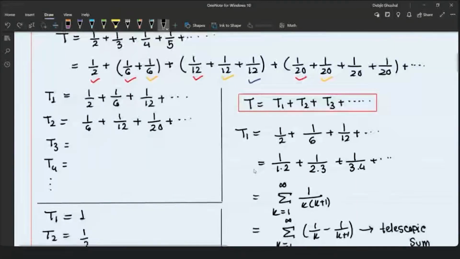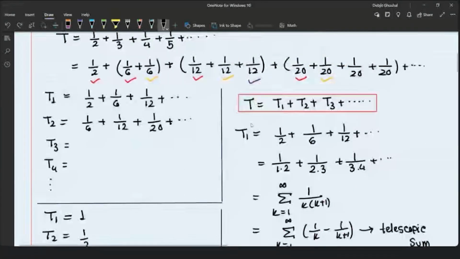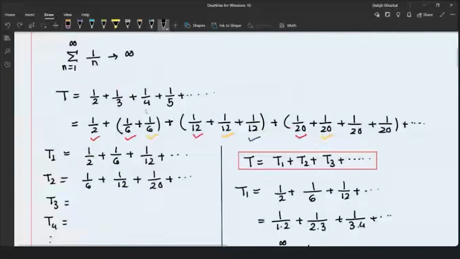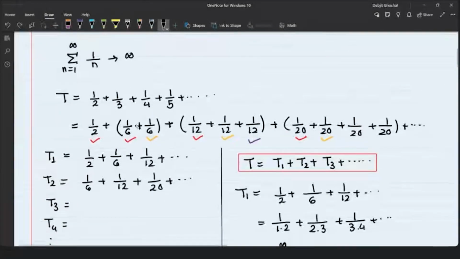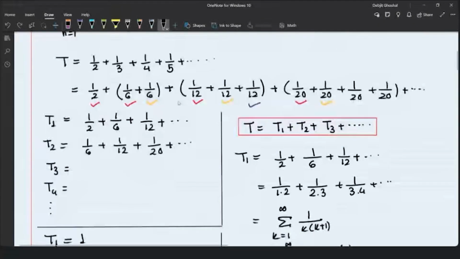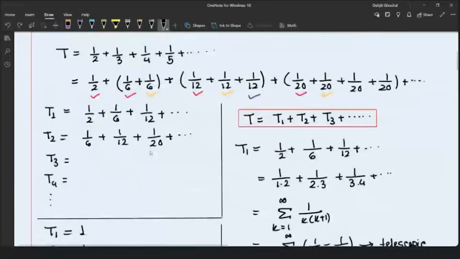Now I want to calculate T1, I mean where this series converges. First of all, I assume that this series converges, because if I don't assume that, then I cannot write the sum equal to this. I'm assuming that this series converges. This is nothing but a subseries of this, so this has to be convergent. Now I want to calculate where T1 converges.